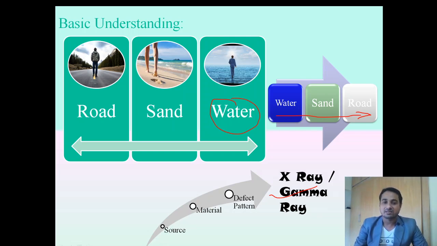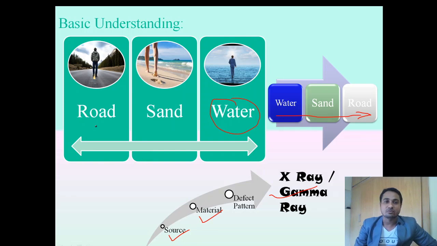So if gamma ray is traveling through a metal, what are the different parameters which affect the velocity? Like when we are walking on the road, we walk fast because the friction is less, and we can walk at a high speed. Similarly, for the gamma ray, the source strength is one factor, meaning how much source strength there is. If higher source strength, the gamma ray will travel fast; with lower source strength, the gamma ray will be slow. Second is the material.